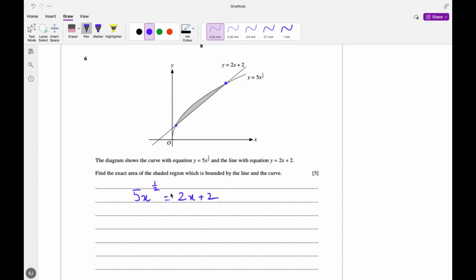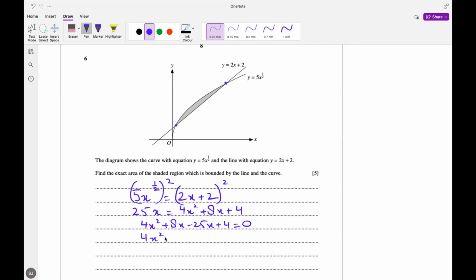To find the value of x, we can square both the sides. When I square the left-hand side, 5 squared will be 25 and x to the power half whole squared will be x. Expanding the right-hand side, this will become 4x squared plus 8x plus 4. Bringing the 25x to the right-hand side, we get 4x squared plus 8x minus 25x plus 4 equals 0.